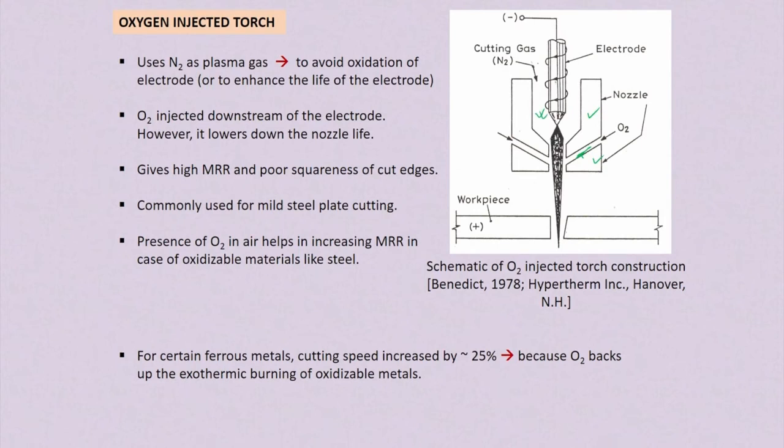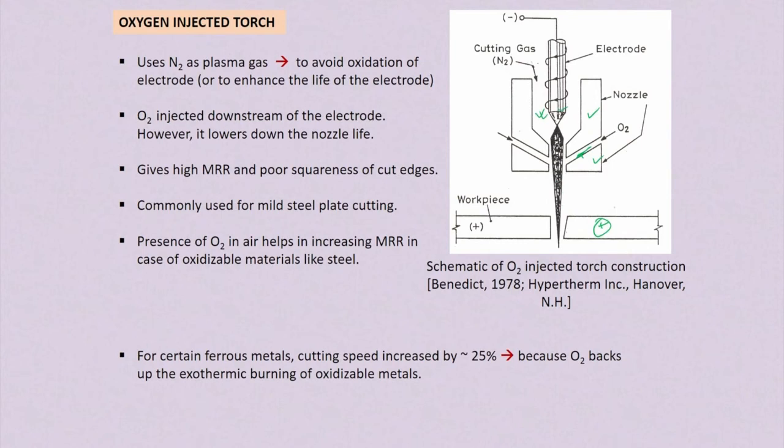This nitrogen, the cutting gas or plasma gas, is coming surrounding the electrode and passing through the nozzle. This is a transfer mode type of nozzle. You can see the negative terminal is connected to the electrode and the positive terminal is connected to the workpiece. So it is a transfer mode plasma or cutting torch. Oxygen is flown through the side of the nozzle, as you can see here, and it acts as an oxidizing agent.